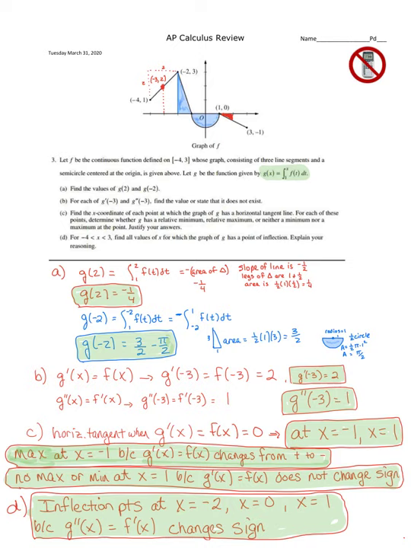So on the AP test, all AP free response questions are worth 9 points. Part A is worth 2. This g of 2 would be worth 1 point, and g of -2 would also be worth 1 point.